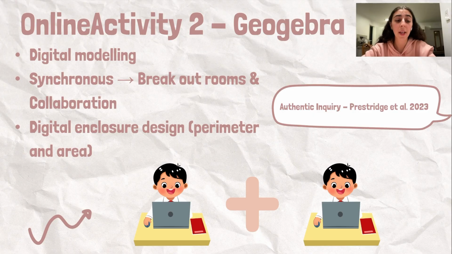The second online activity is using GeoGebra to redesign enclosures. This was a synchronous activity, with students working in breakout rooms to collaborate and provide peer feedback. The affordance of GeoGebra is precision and flexibility. Students can instantly adjust the side lengths and see updated perimeter and area calculations. This allows for trial and error learning and encourages multiple solution pathways.